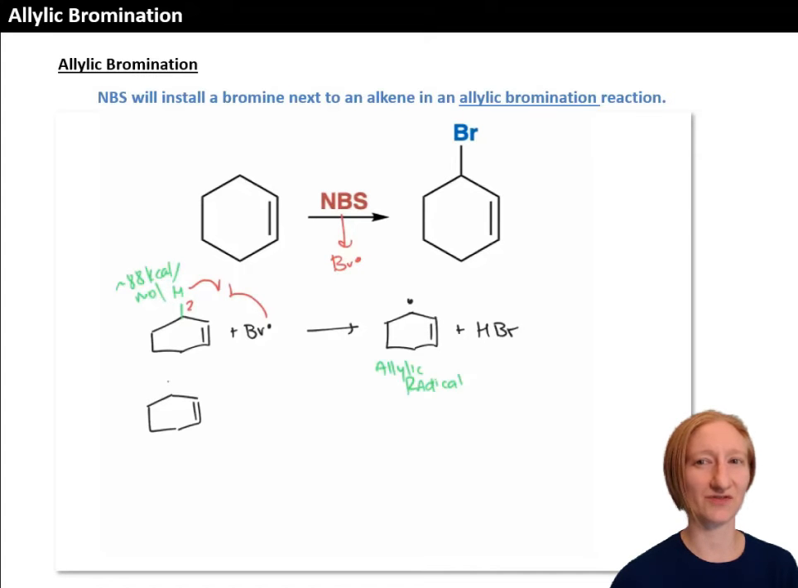The allylic radical then reacts with bromine to form the new carbon-bromine bond at the position next to the alkene, and to generate an equivalent of bromine radical. And you might be asking yourself, where did that bromine, that Br2, come from? And we'll see in a moment that it's generated in another step in this reaction.